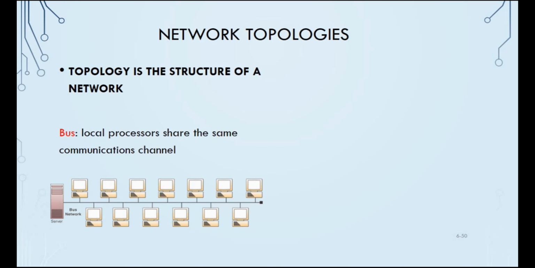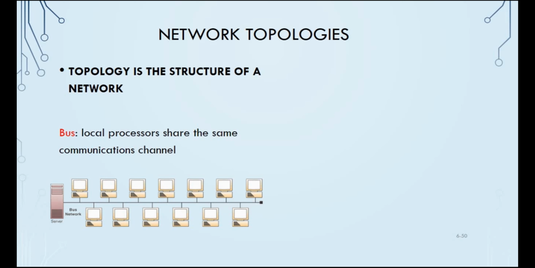So the network topology is the structure of a network. We have the bus, ring, and other topology. With the bus, the local processors share the same communication channel. As you can see in the picture, they are just sharing the same channel. In bus topology, there is only a single cable that runs through the building, in which all the devices are connected to a single cable.